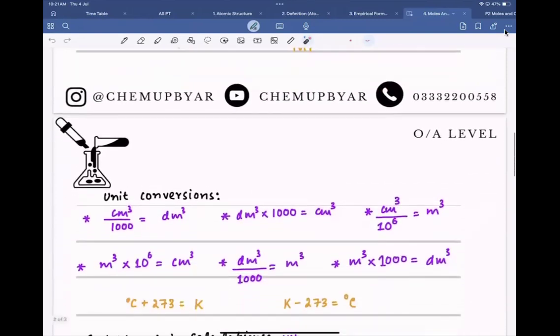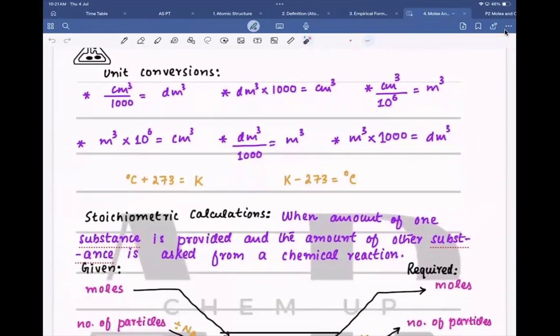Okay. Now, here we have unit conversions. For example, if you are given a volume in centimeter cube, you divide it by 1,000 and you get decimeter cube. If you have decimeter cube, you multiply it by 1,000 and you get the volume in centimeter cube. If you have a volume in centimeter cube, you divide it by 10 to the power 6, you get meter cube. And if you have meter cube, you multiply it by 10 to the power 6, you get centimeter cube. In the same way, if dm cube is divided by 1,000, you get meter cube, and if meter cube is multiplied by 1,000, you get decimeter cube. Is this clear? Yes, sir.